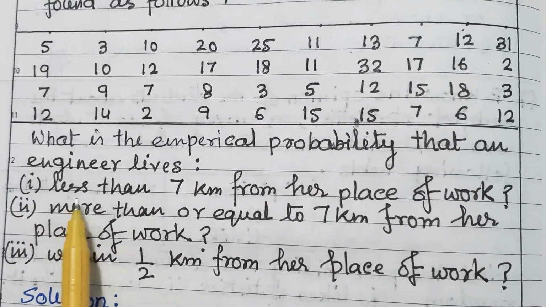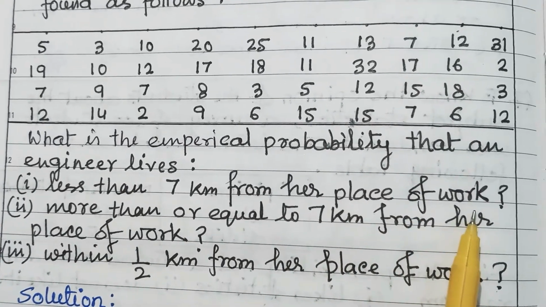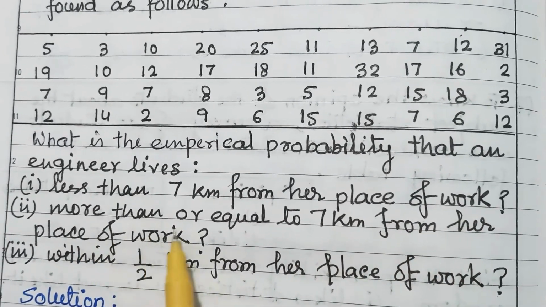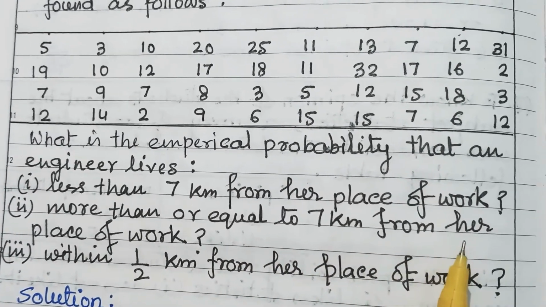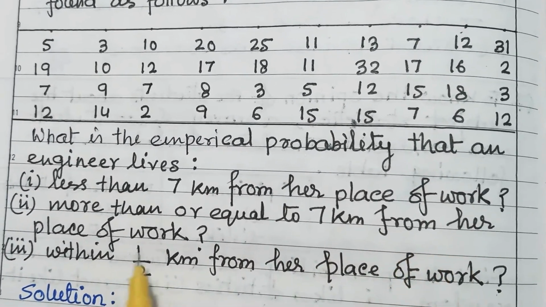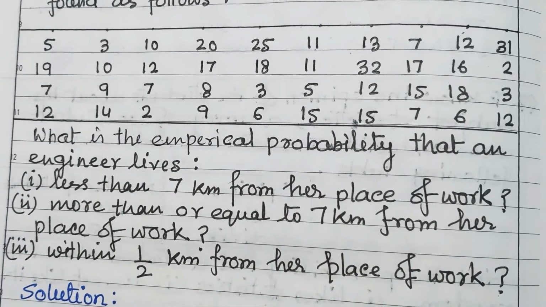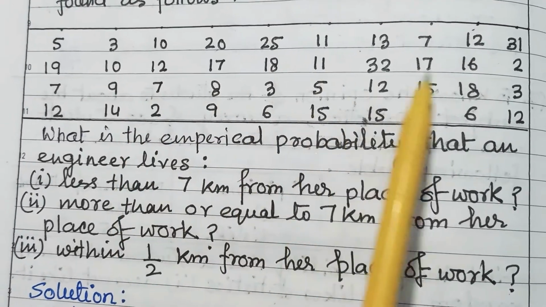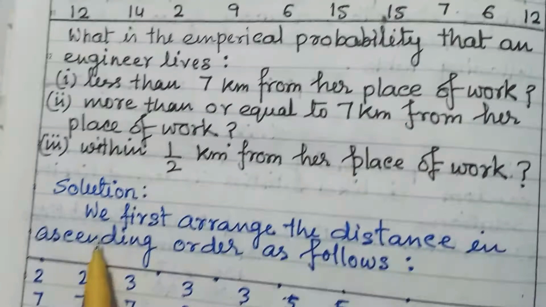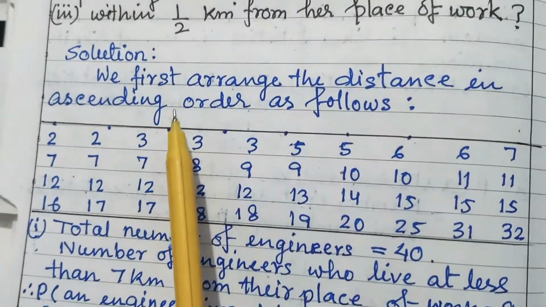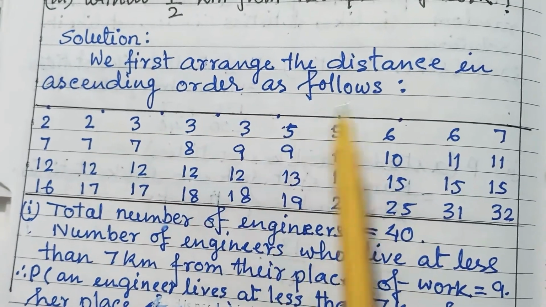Now the first question is: less than 7 kilometers from her place of work. Second question: more than or equal to 7 kilometers from her place of work. And third: within half a kilometer from her place of work. Half a kilometer is not given here, you can check it. So okay, now the first solution is to first arrange the distances in ascending order as follows.